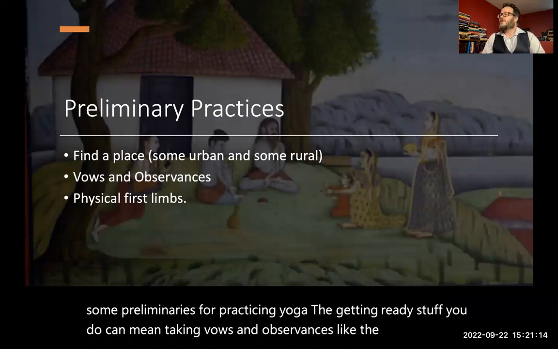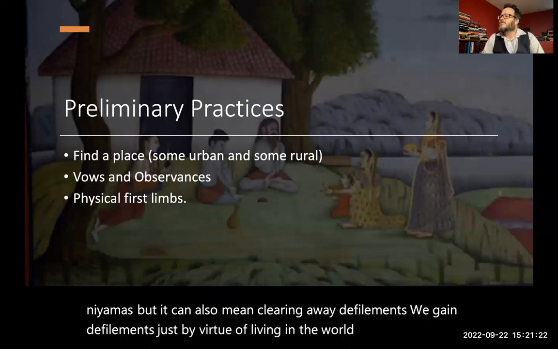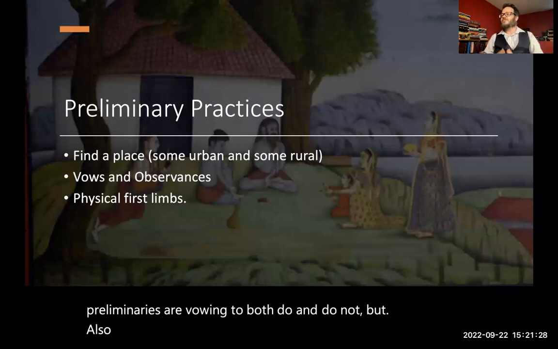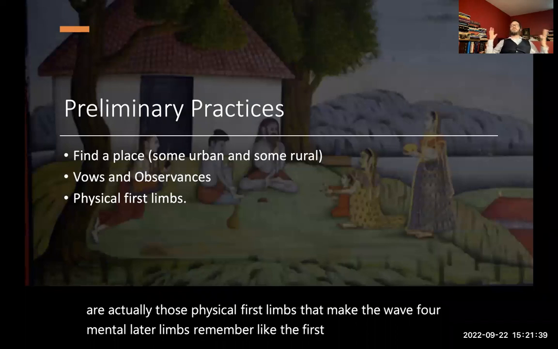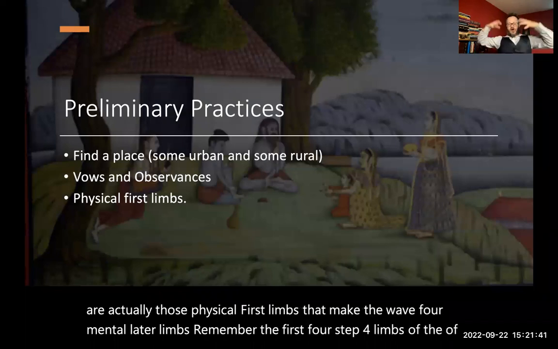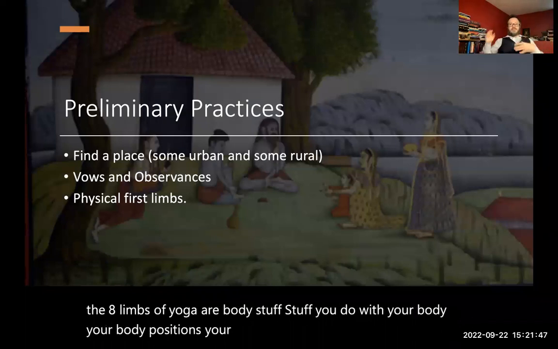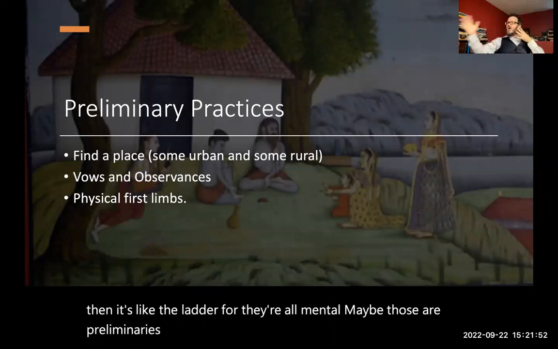Now, some preliminaries for practicing yoga, the getting ready stuff you do, can mean taking vows and observances like the yamas and the niyamas, but it can also mean clearing away defilements. We gain defilements just by virtue of living in the world. So some of these preliminaries are vowing to both do and do not, but also to clean inherent defilements. Perhaps the many preliminaries are actually those physical first limbs that make the way for mental later limbs. Remember, the first four limbs of the eight limbs of yoga are body stuff you do with your body: positions, your do's, your don'ts, your breathing, and then the latter four are all mental. Maybe those are preliminaries and the others are later. It's hard to really say.